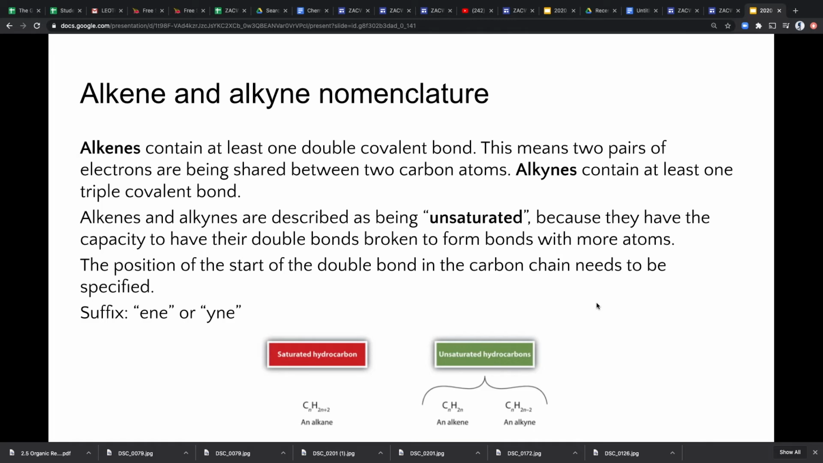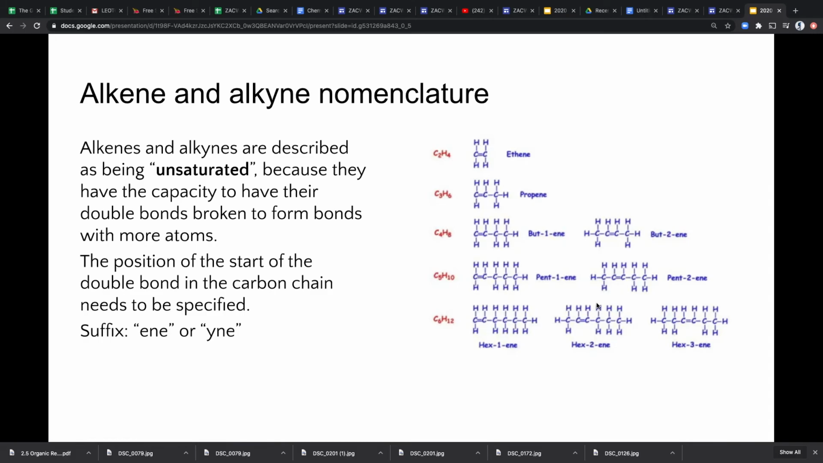That's the rule. But we do need to indicate where along the carbon chain we find this double or triple bond, right? Because it can be located anywhere along the carbon chain. And we number it from the position where the double bond or triple bond starts, where it begins. Because obviously that double or triple bond occurs between two carbons. So which carbon do we number in our naming? We use the carbon closest to the end of the chain where that double or triple bond begins. And I'll show you a couple examples.